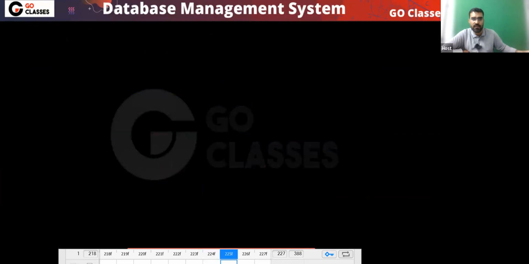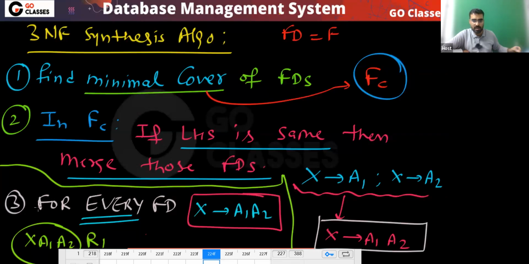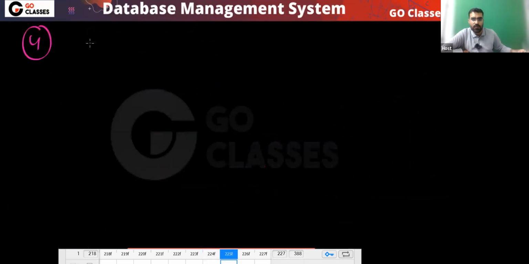Okay, so the fourth step. What is the fourth step? Remember, this is a very important step. For every FD you are going to do this, not only for violation. If you have this FD, then you put X, A1, A2 in R1. Okay, and the fourth step is this.